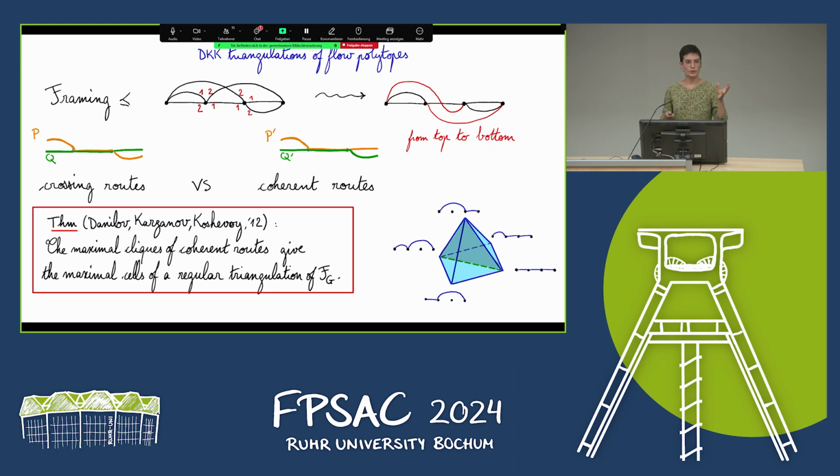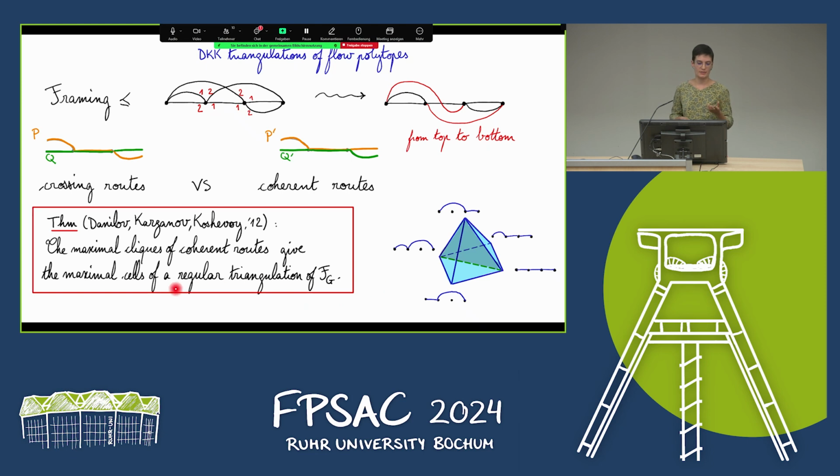And when we have this notion of a framing in our graph, there is a notion of routes that are crossing and routes that are not crossing, or coherent. And what Danilov, Karzanov, and Koshevoy showed is that if we take the maximal cliques of pairwise coherent routes, we can see these cliques as a subset of vertices of our flow polytope and take the convex hull of this subset. And if we take all possible maximal cliques, we will obtain all the maximal cells of a certain triangulation of the flow polytope that we will call the DKK triangulation that has nice properties.